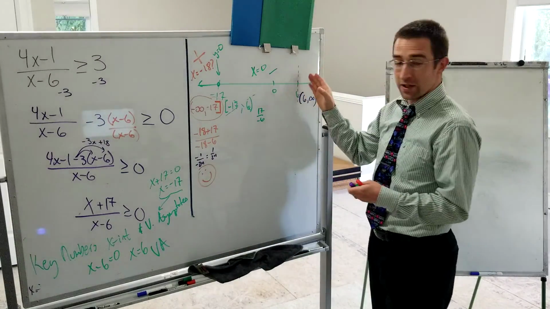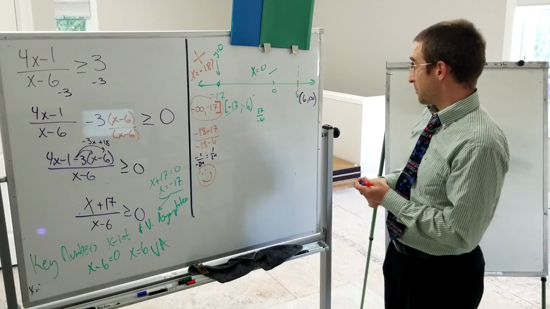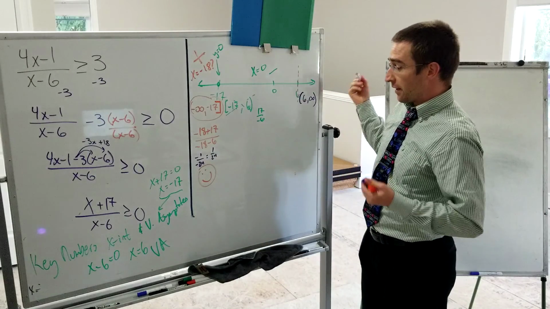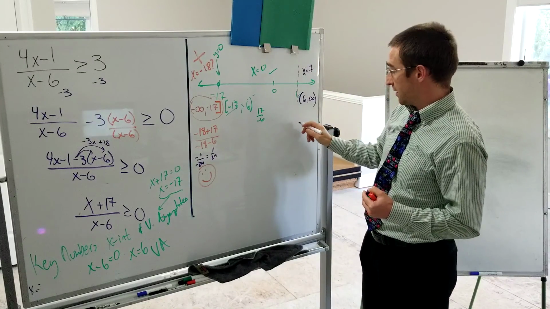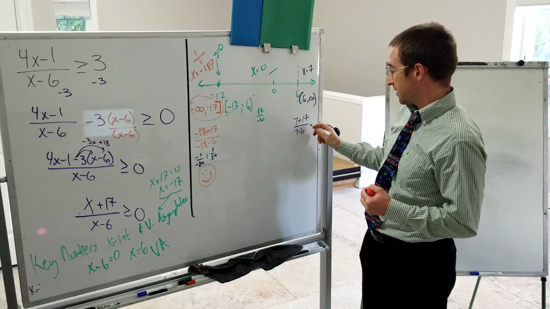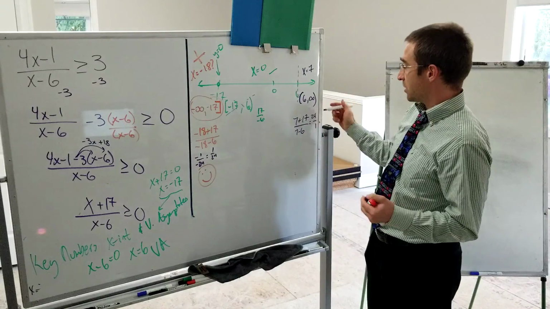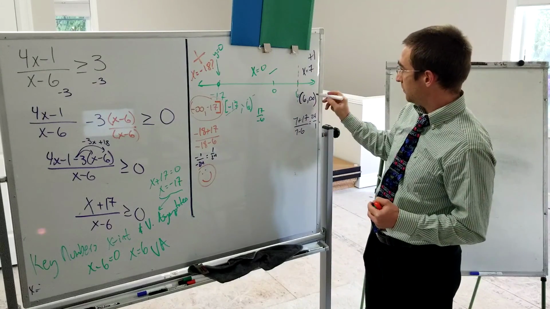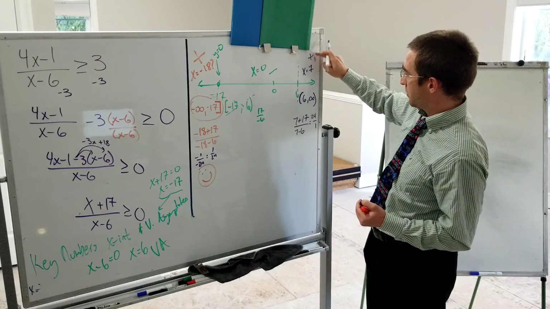And now here we're going to see, does it change sign or not when it goes to the other side of the asymptote. So here let's pick x equals 7. So I get 7 plus 17 over 7 minus 6. That gives me 24 over 1, which is positive.